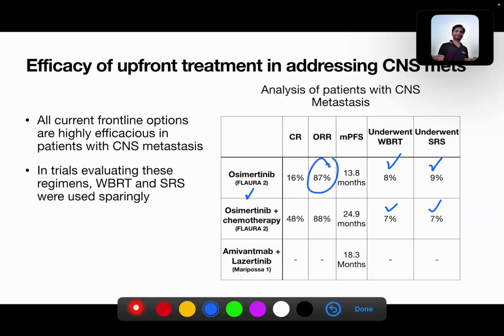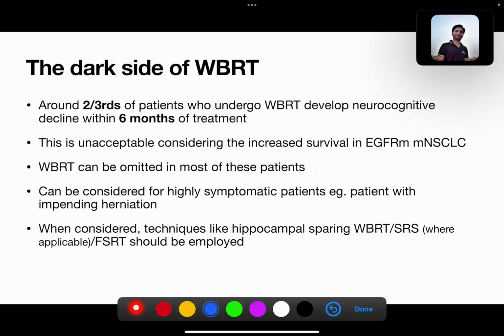You can see here the overall response rate is 87, 88%, right? With combination, the CR rate is 48%. So it's very good response. And the PFS is also excellent with combination. So because of third generation TKIs, because of third generation combination therapies, which have excellent CNS efficacy, there might not be such an enhanced role for WBRT.